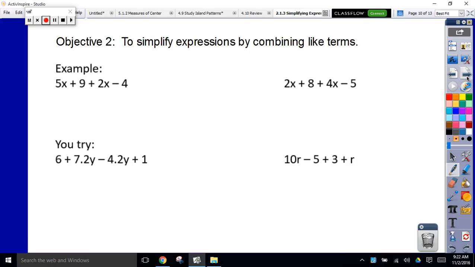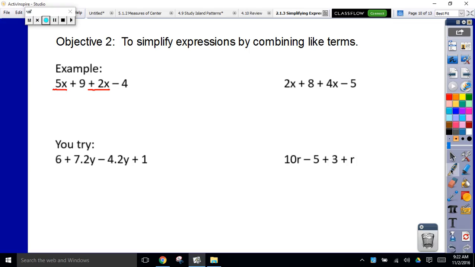Okay, so our second objective is simplifying expressions by combining like terms. So first we have to look at our expression and we have to find what the like terms are. So I have 2 terms that have an x in them. Those are like terms. So I have 5x and plus 2x. It's important that you look at the sign in front of the coefficient, not just the coefficient itself. So that's going to be a positive 2x. This is also a positive 5x.